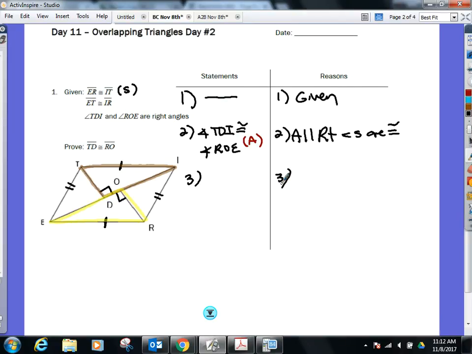Everyone hear that one? ETI? Find that one, locate it right now, and ERI, those two big ones right on top of each other. Everyone see it? Why are they congruent? Well, I have 2 pairs of sides from the givens, and does anybody see anything they share? Side EI is reflexive.